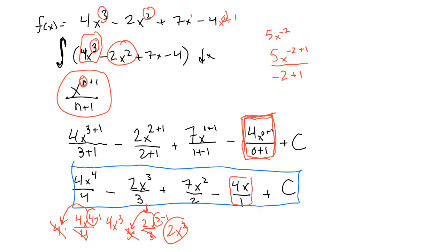Everything I'm doing here in red is just to check the answer to make sure that I got it right. You don't have to do that. So what's boxed in blue, that's the answer. And the most important part is you always have to write plus c when you do the antiderivative.